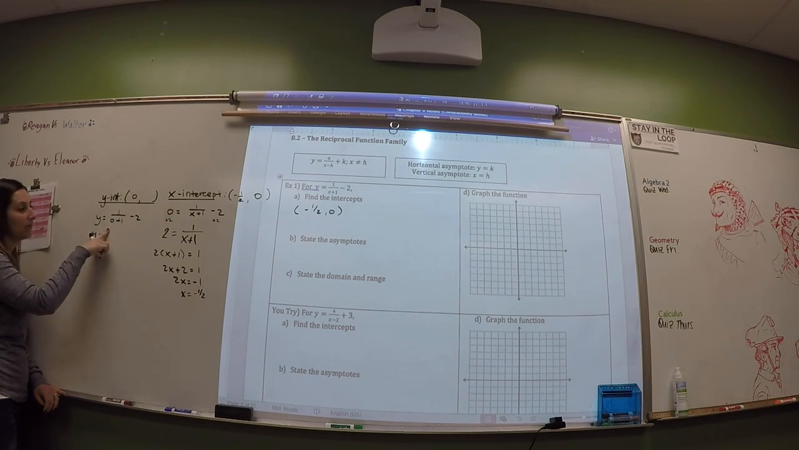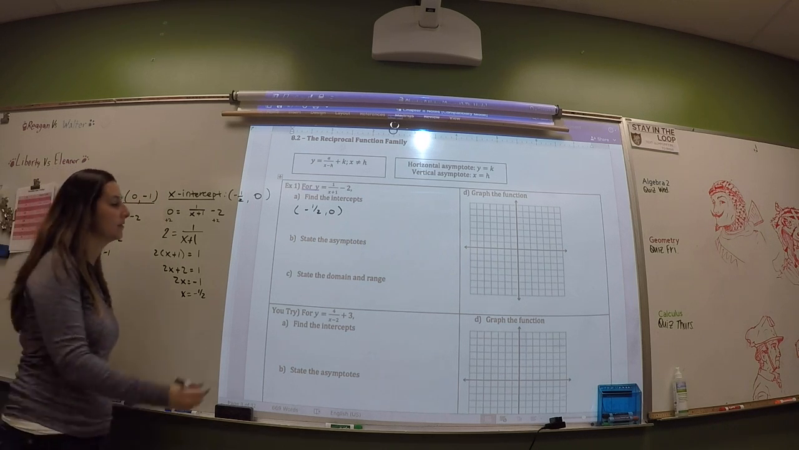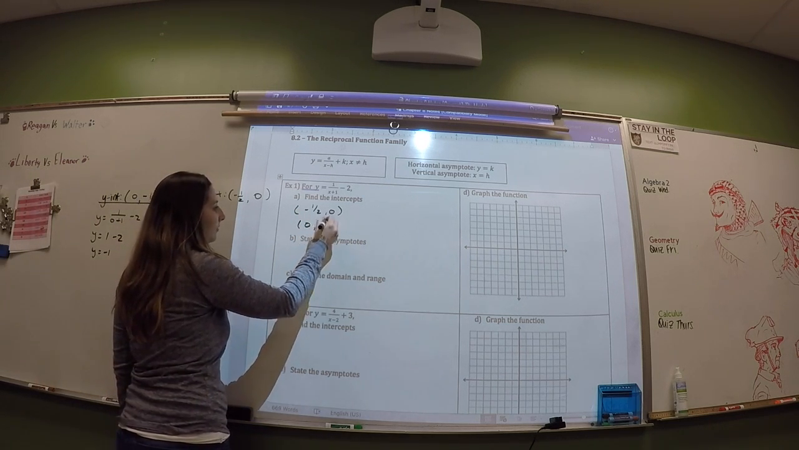So I have 1 over 0 plus 1. So that's 1, because like 1 over 1. And then minus 2 is negative 1. So my y-intercept is at 0, negative 1.